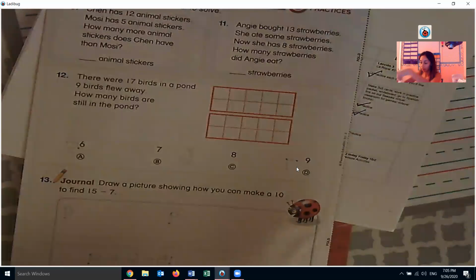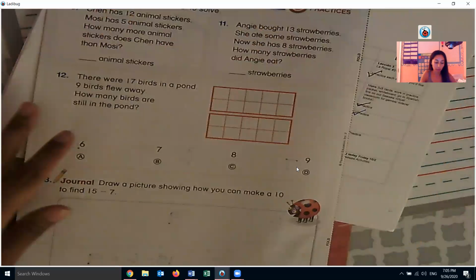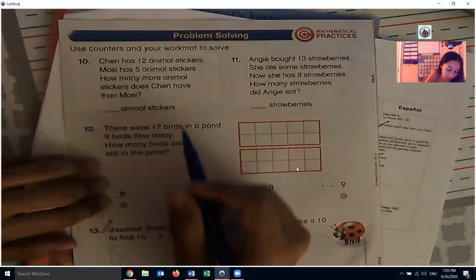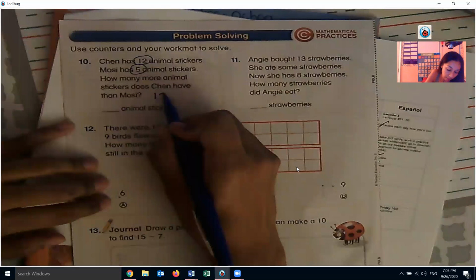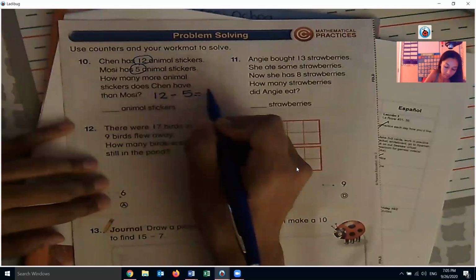My counters away. All right, so number 10, this is our problem solving. Ten has 12 animal stickers. Mossy has 5 animal stickers. How many more does Ten have than Mossy? 12 minus 5 is 7.